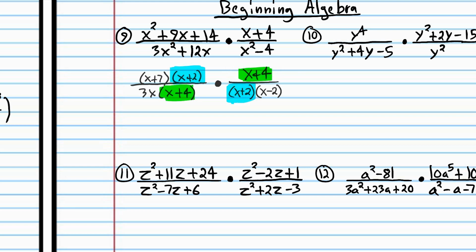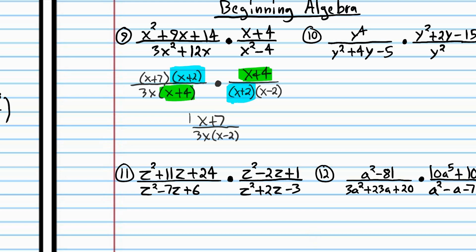So now we're going to multiply straight across, because that's what we do when we multiply fractions. We multiply straight across in the numerator and the denominator. But in this particular problem, we canceled out first, and then we're going to multiply straight across. So we can just consider that to be x plus 7 times 1, which is x plus 7. And at the bottom we have 3x times x minus 2.